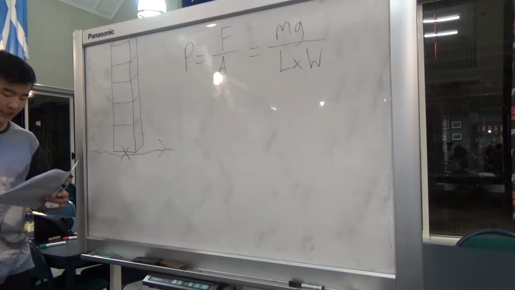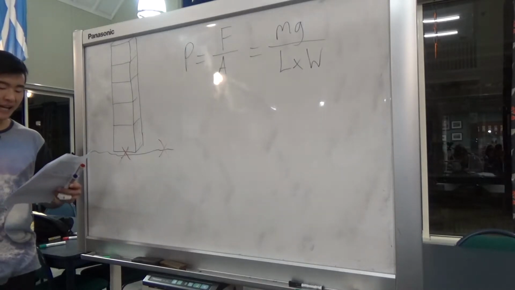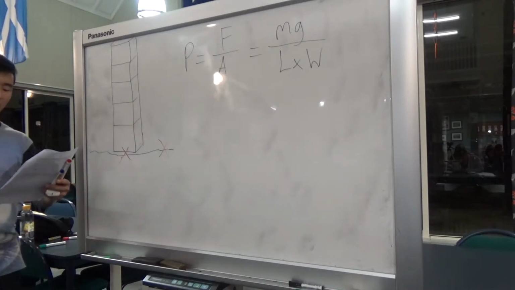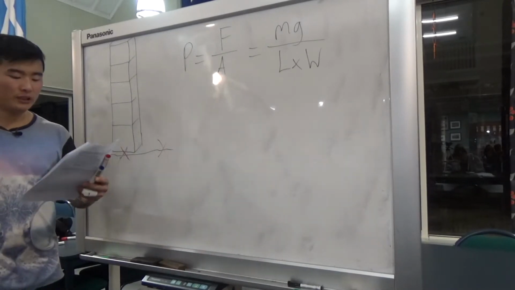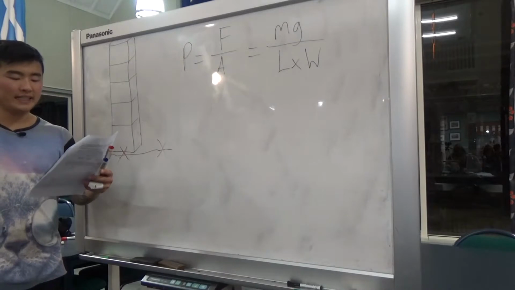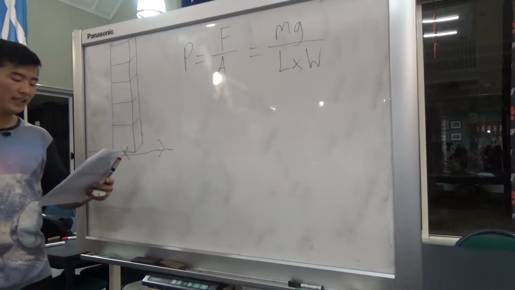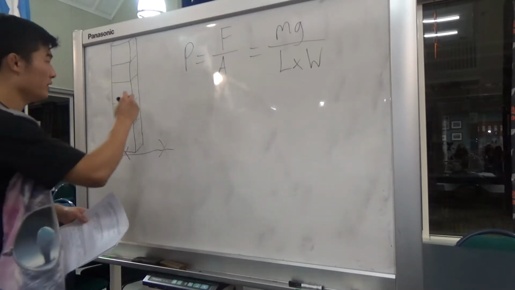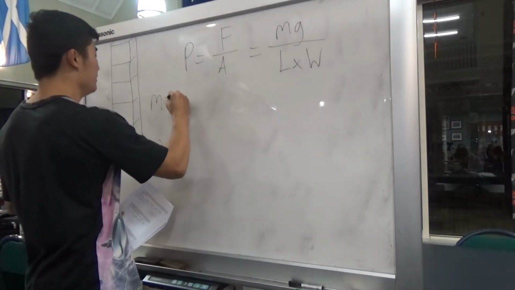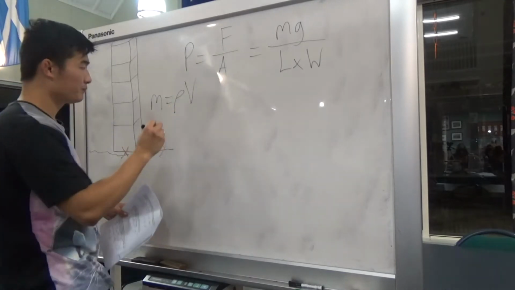So we need to find out what the mass of this tower is going to be. But we don't know what the mass is. We only know the density of the lead. And we can calculate the volume of this tower. So mass is equal to density times volume.